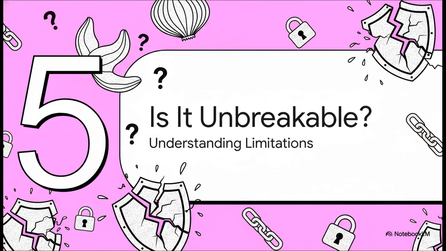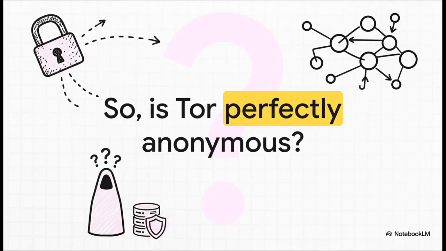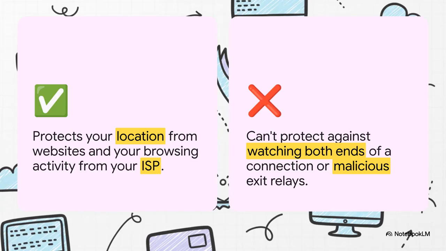So after all that, you might be thinking Tor is this perfect, unbreakable shield of anonymity. Well, let's peel back one final layer to look at its limitations. Because the short answer is, nope, it's not. So if it's not perfect, then where are the cracks in the armor? What are the actual limitations we're talking about? Okay, this is a really important distinction. Tor is fantastic at protecting the middle of your connection, but it can't really protect the two ends.